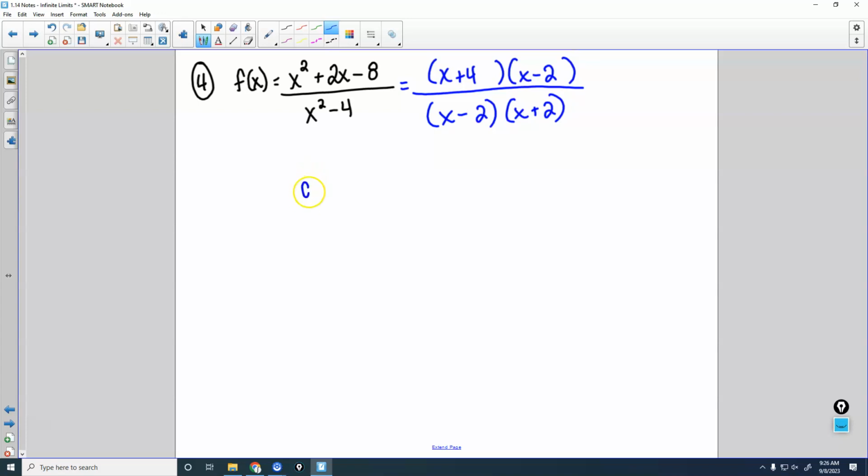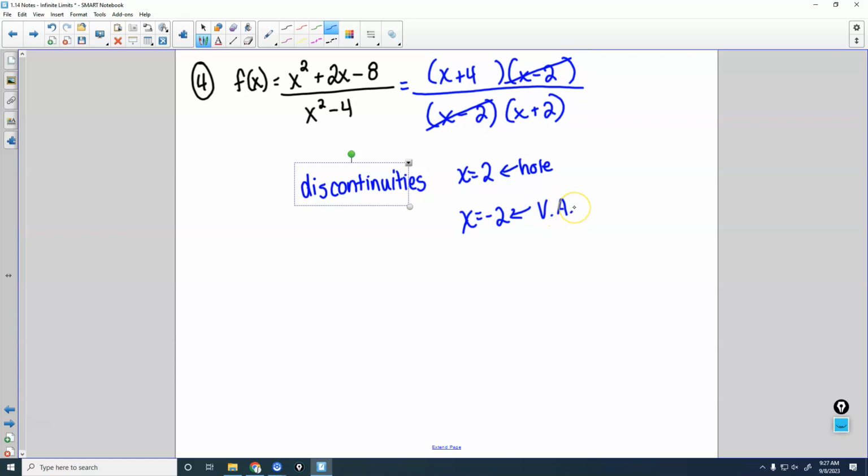Okay, so we would have discontinuities. We'll have discontinuities at x equals 2 and x equals negative 2. So I'll have some type of discontinuity. But at x equals 2, Luke, what kind of discontinuity do I have? I've got a hole, right? Because the x minus 2's will cancel. So this is a hole, or a removable discontinuity. That is not a vertical asymptote. But x plus 2 is a vertical asymptote there.